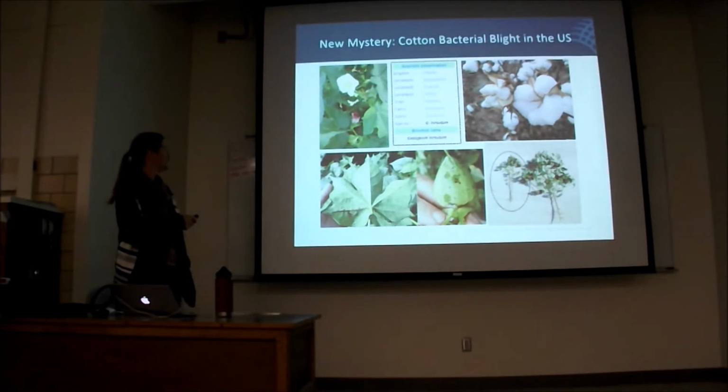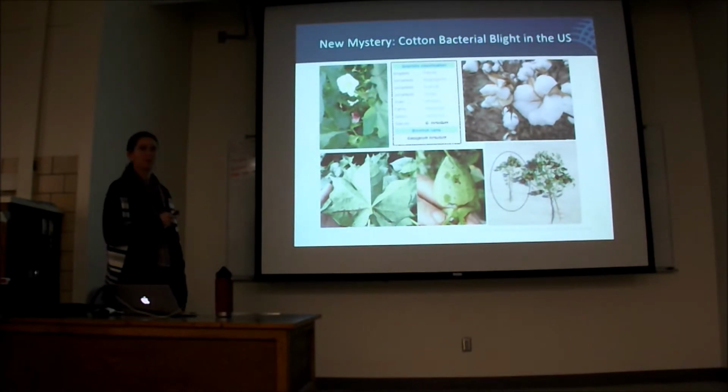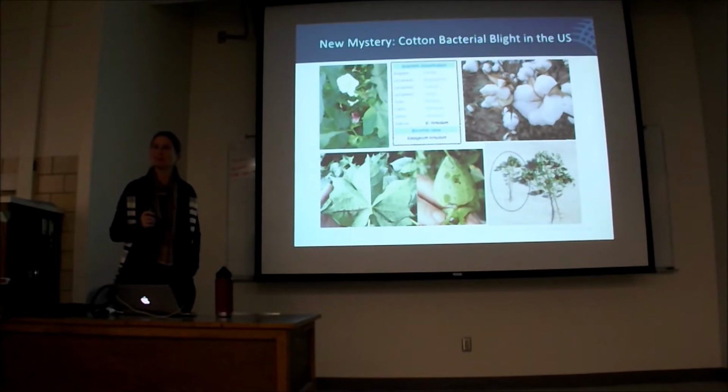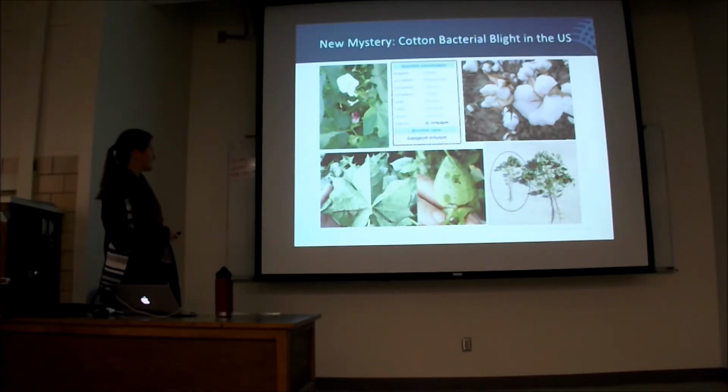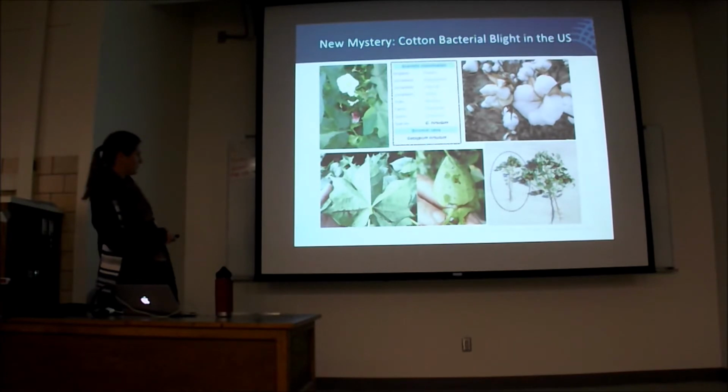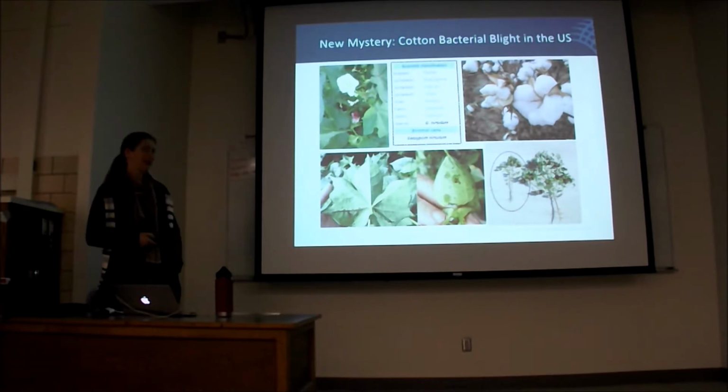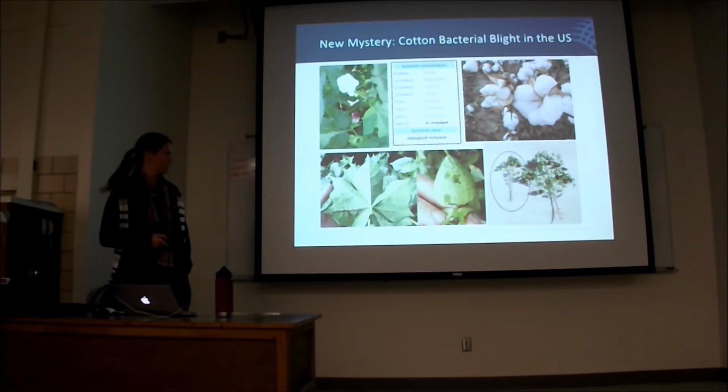Okay, so, new mystery. This is cotton. Probably most of the people in the room are wearing cotton, so I probably don't need to spend a lot of time defending it as an important crop. This is cotton bacterial blight. It creates these necrotic lesions that start out as water-soaking spots. It's a vascular Xanthomonas pathogen. It was one of the major limiting diseases of cotton in the early and mid-1900s, and then breeders did what breeders do very well. They identified a bunch of resistance genes, moved them into germplasm, and the disease was controlled.